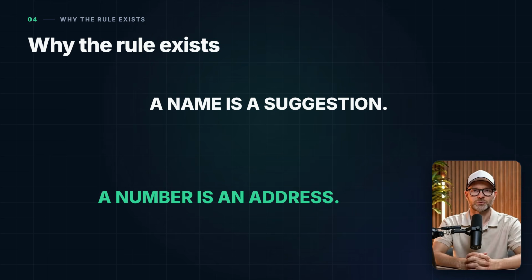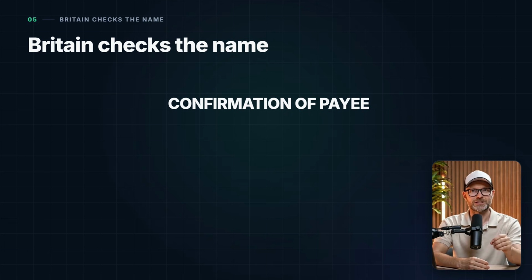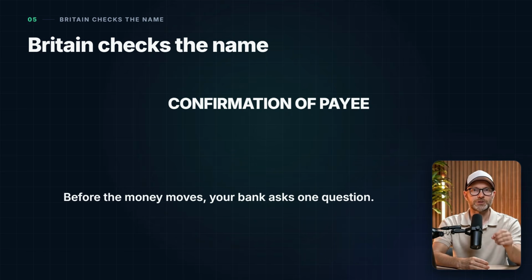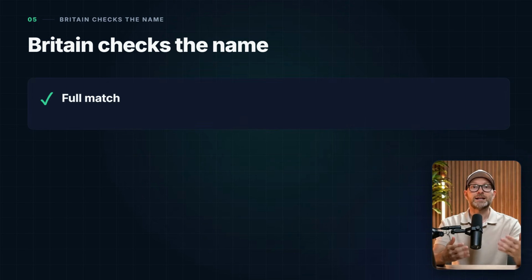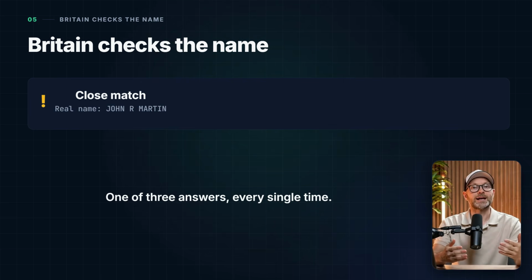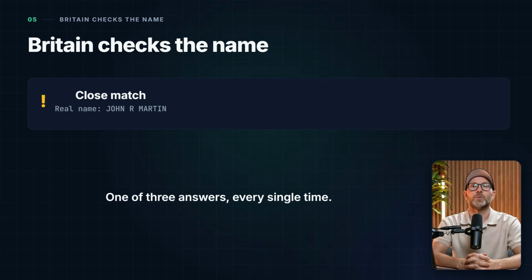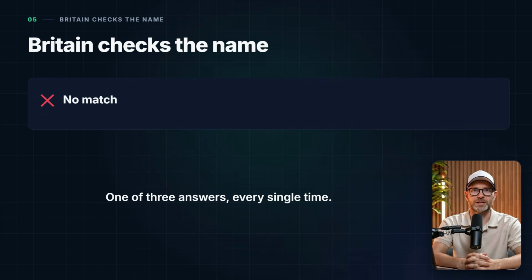Which raises the obvious question. If names are the weak link, why not check them? Somebody did. 2 somebodies in completely different ways. Britain built the name check into the payment screen. It is called Confirmation of Payee. Before the money moves, your bank asks the receiving bank one question. Does this sort code and account number belong to someone with this name? You get one of 3 answers. Full match, close match with the real name shown to you, or no match at all. Then you decide whether to carry on.